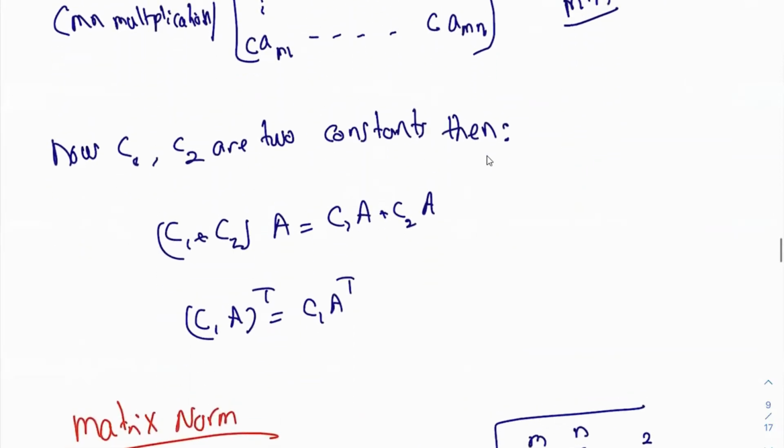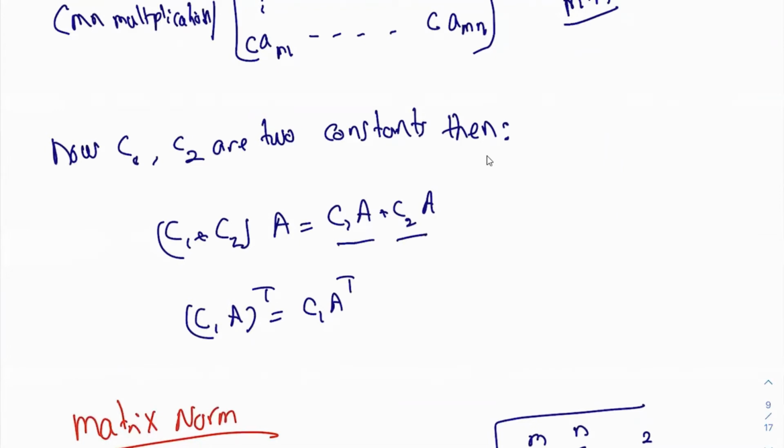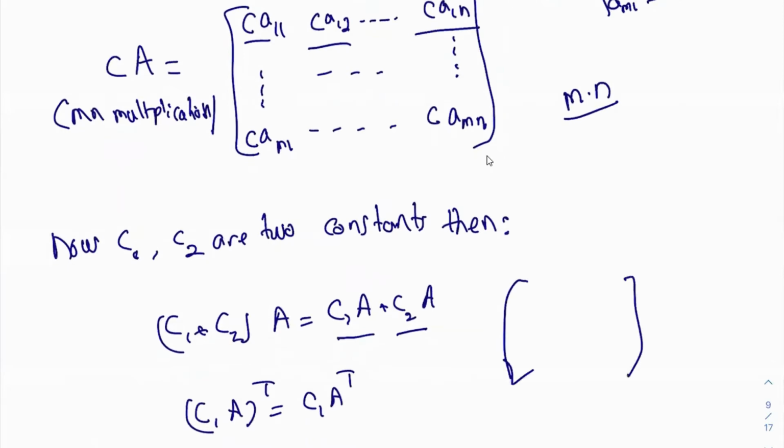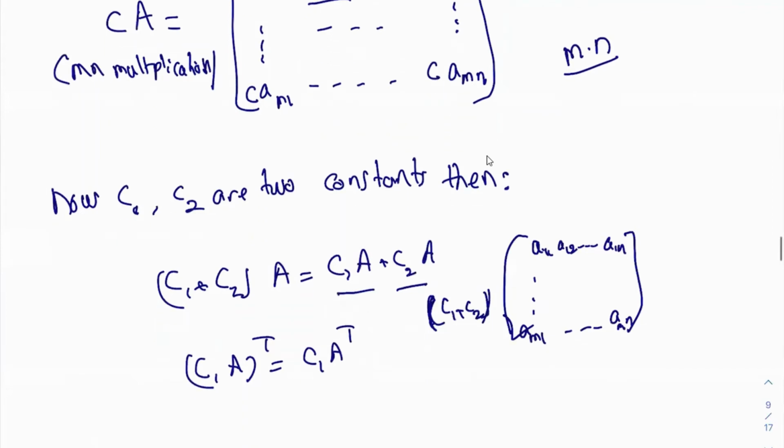Now, the properties. Assume C1 and C2 are two constants, or two scalars. Then (C1 + C2)A is equal to C1 times A plus C2 times A, right? So what it means is that if you have matrix A, A11, A12, all the way to A1n, AM1, AMN, and then you have C1 plus C2, then you can first multiply C1 by this matrix plus C2 by this matrix.